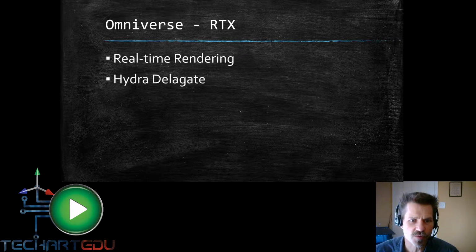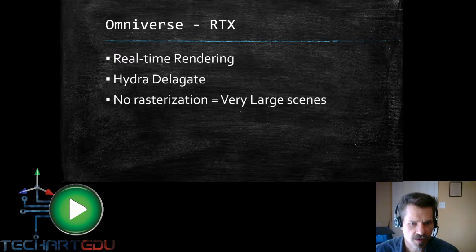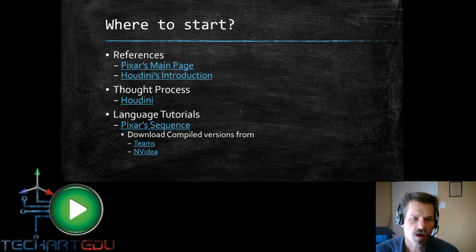Now, Omniverse, because this is NVIDIA, is all going to be RTX. This is all real-time rendering, and it's all supporting Hydra delegates. So that means if you're going to be working inside of USD, you're going to be using real-time ray tracing. And the reason for that is no rasterization, and you can have extraordinarily large scenes going on at the same time.